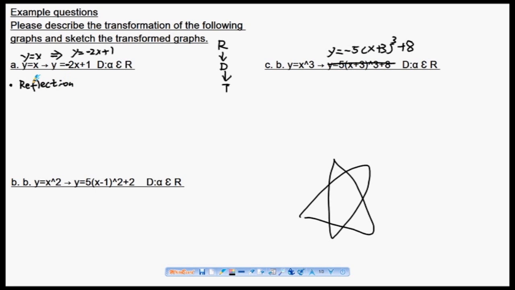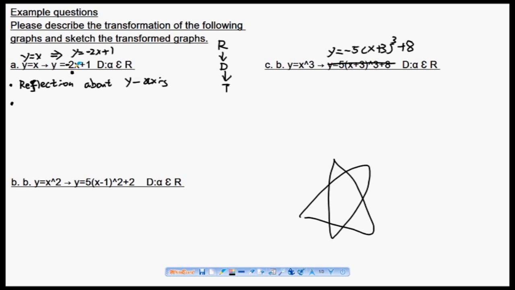The reflection is about the y-axis. Then we look at the factor there. We have minus 2 times x, so we have a 2 times x there. So now we go to dilation.